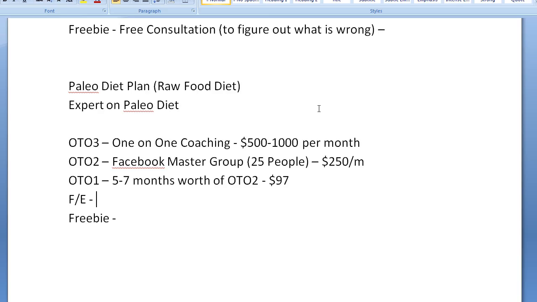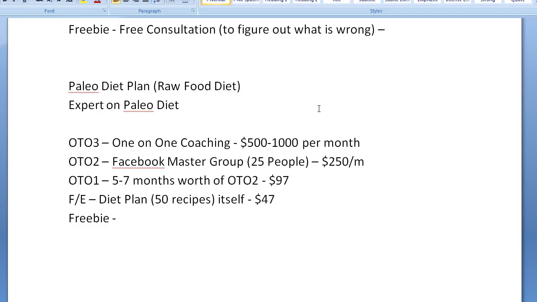And then you have a front end offer, which you could offer at, let's say, $47. And that is the diet plan itself. So we could have 5 to 7 months worth, and the diet plan itself, and then you take a piece of that, and maybe you have a couple diet plans with 50 recipes.